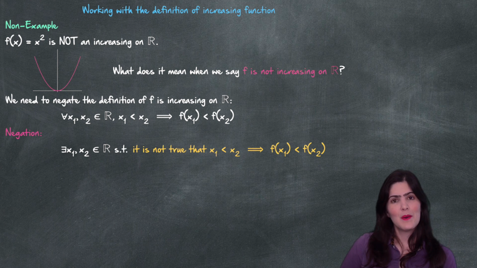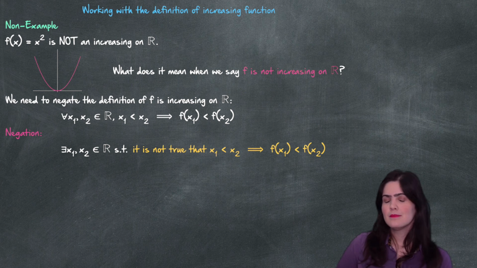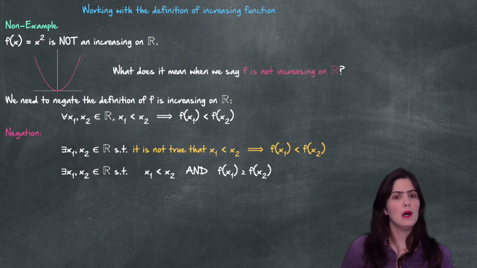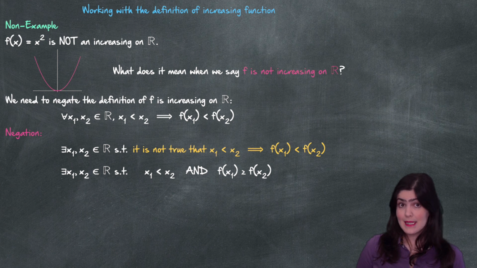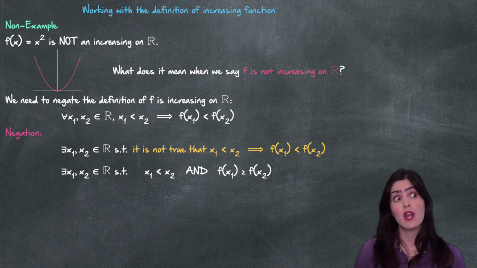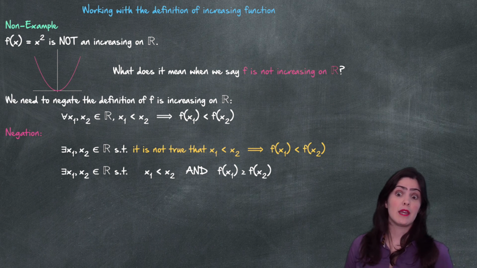Great. So now that you had time to think about it, I'm sure you got it right, but let's write it down to make sure that we're all on the same page. Well, we end up with: there exist x1 and x2 in the real numbers such that x1 is less than x2 and f of x1 is not less than f of x2, or what's the same, f of x1 is greater than or equal to f of x2.